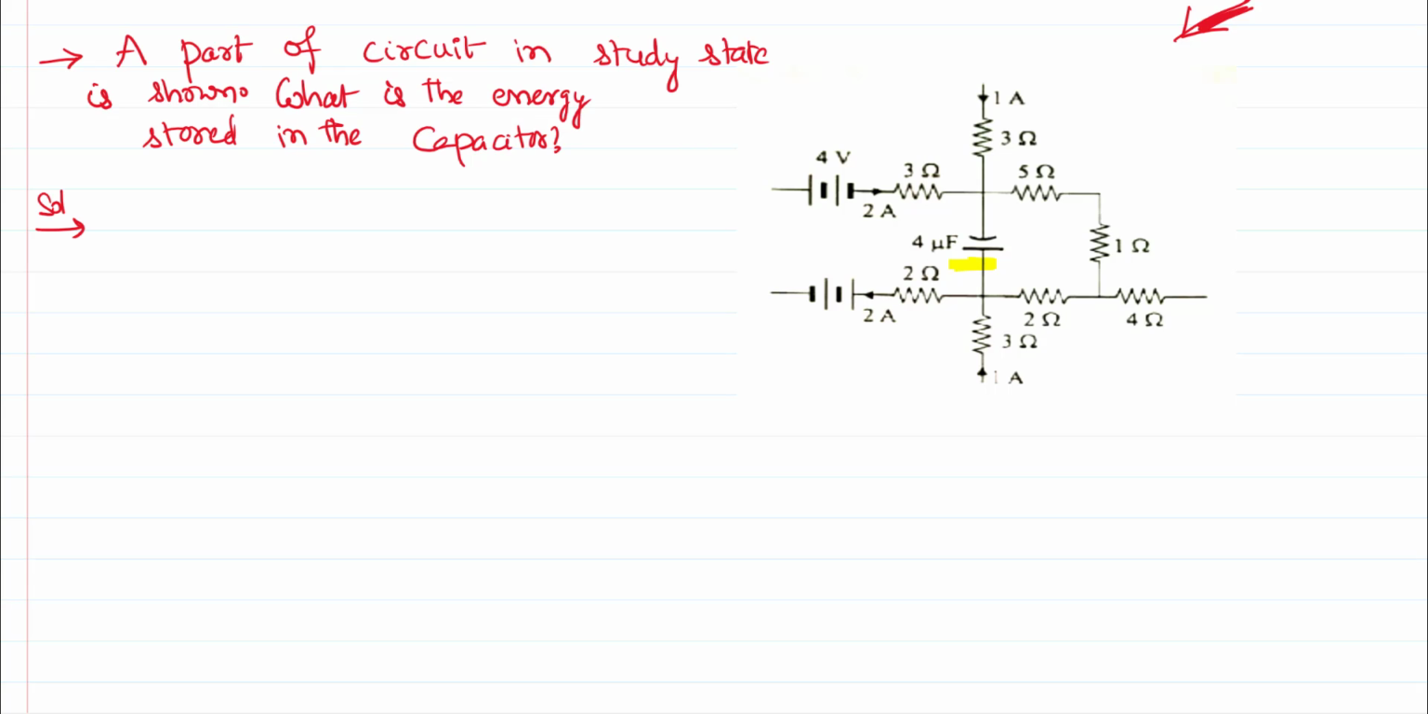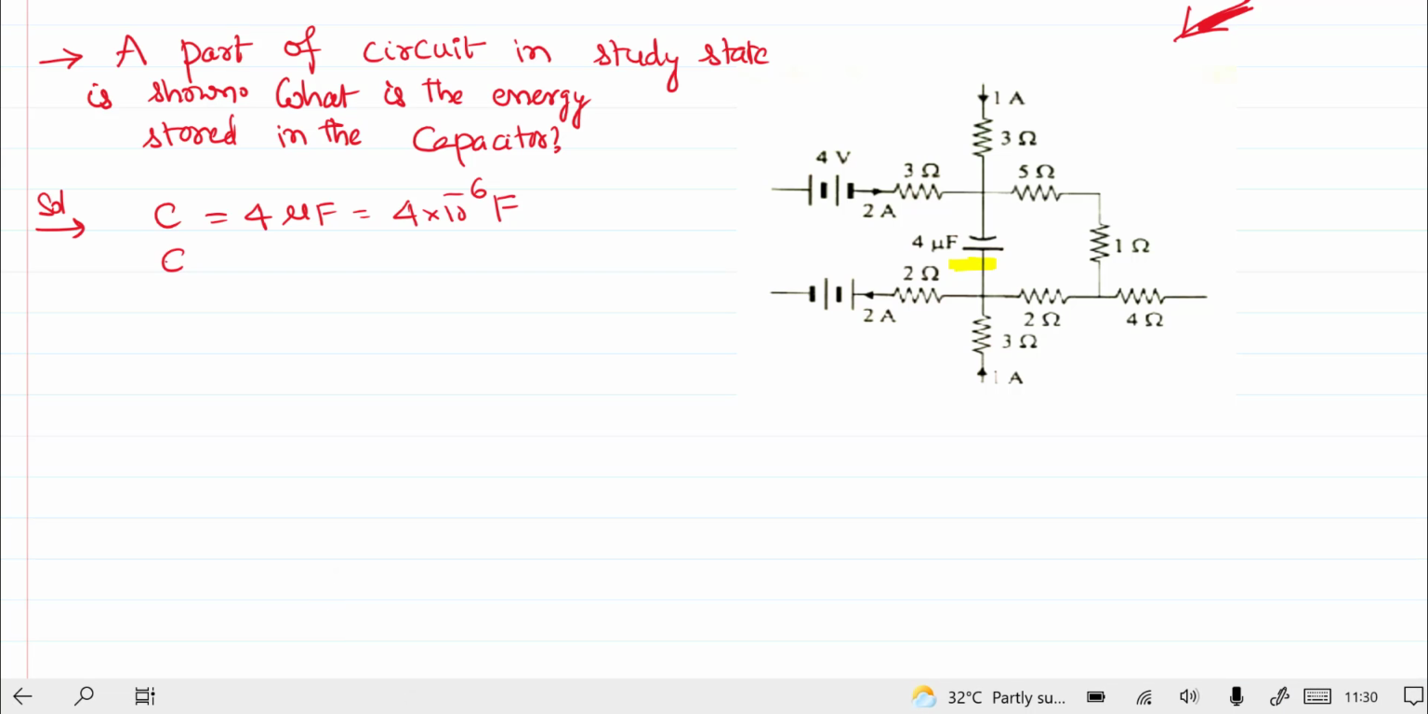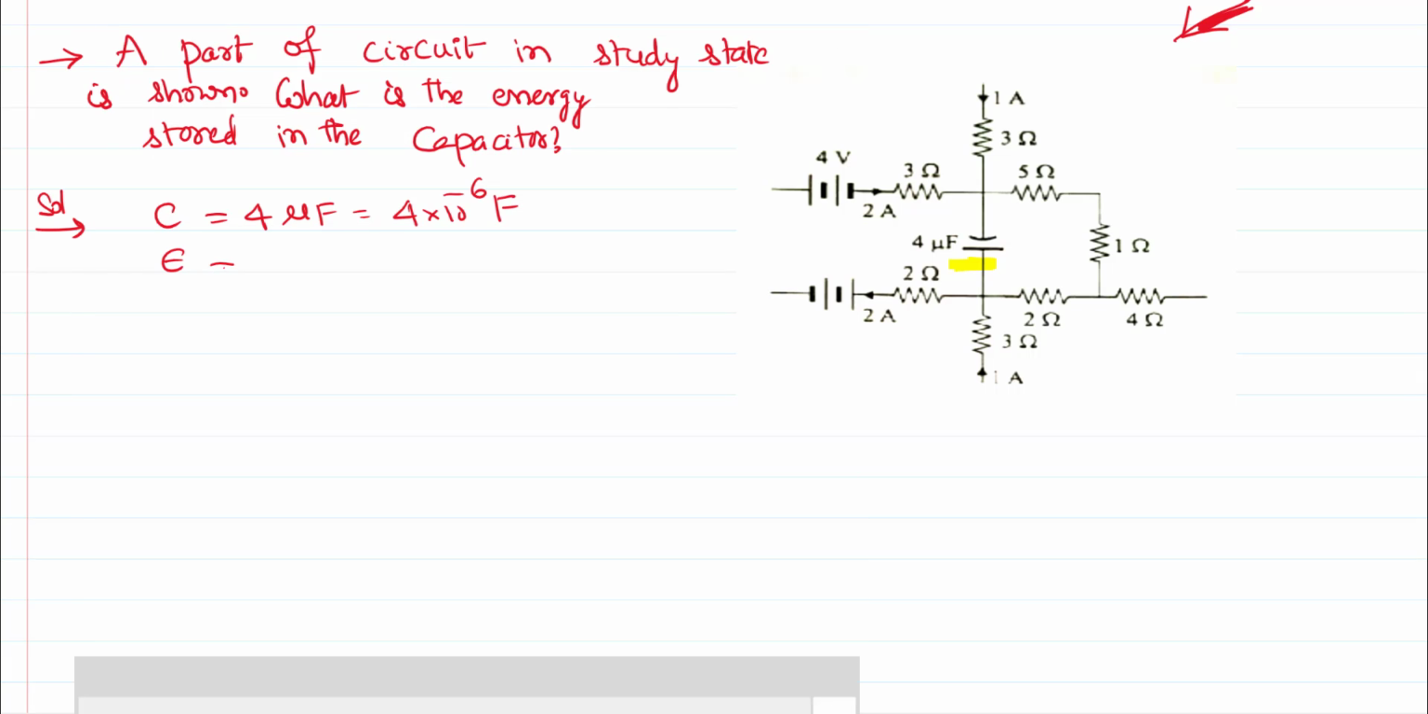The capacitance is already given: the C value is 4 microfarad, that is 4 into 10 power minus 6 farad. I know the capacitance, and I want the energy stored in the capacitor. We know the formula for the energy stored in a capacitor is half CV square. I already know C, and I need to know V. If V is known, I can simply solve this problem.